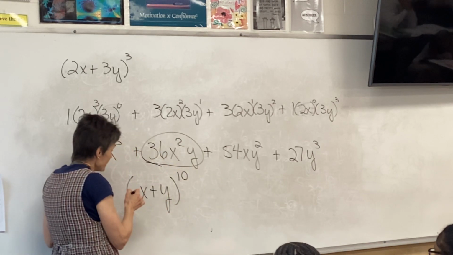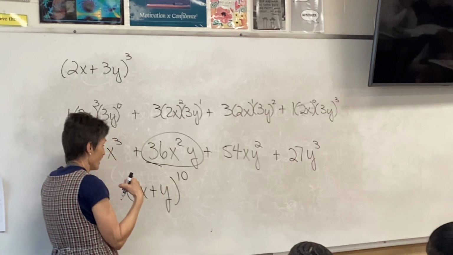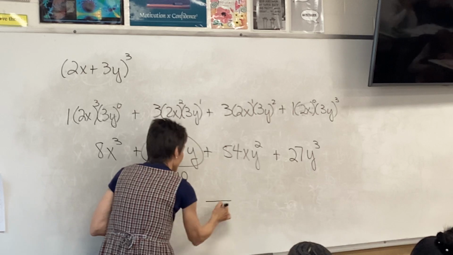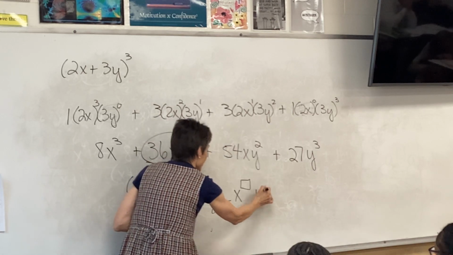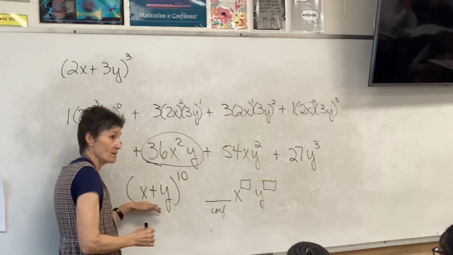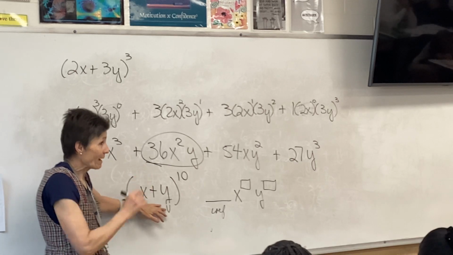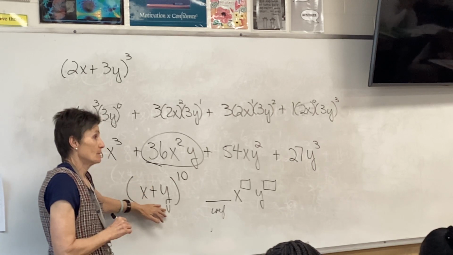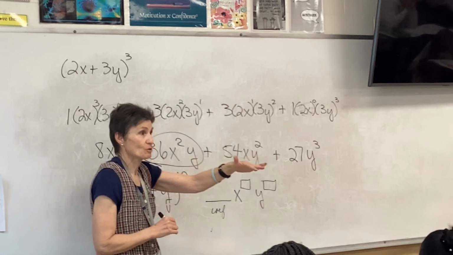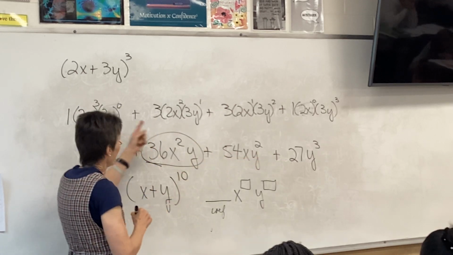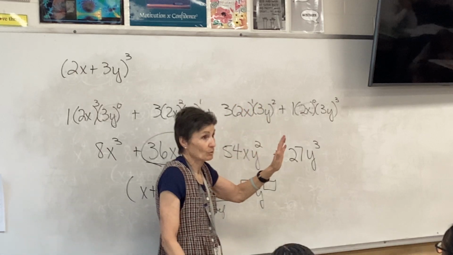Would you agree that every term, including the one I want, will have some kind of a coefficient, some power of x, and some power of y in this problem? So let's think about it. I don't know what the 10th row of Pascal's triangle is. You know, like this was 1, 3, 3, 1. I got that memorized. Okay. I don't know the 10th row.